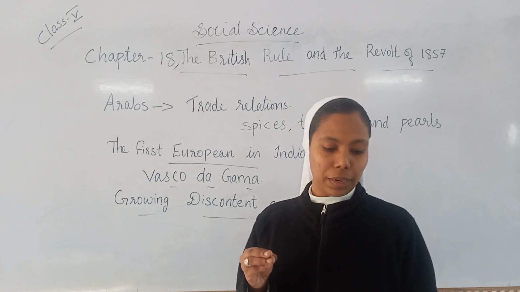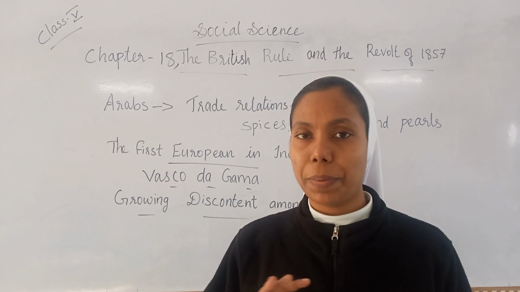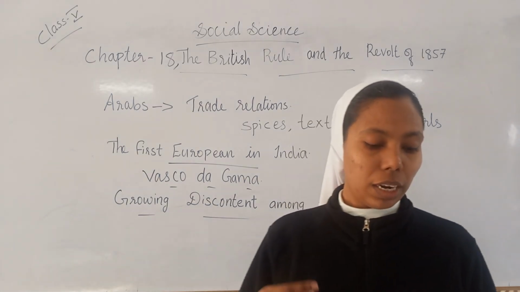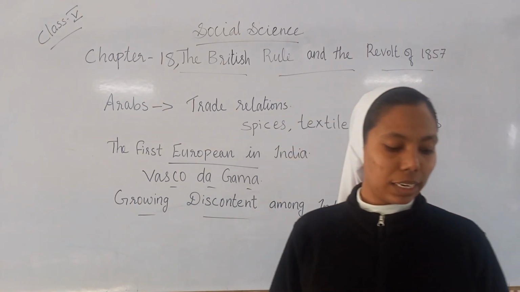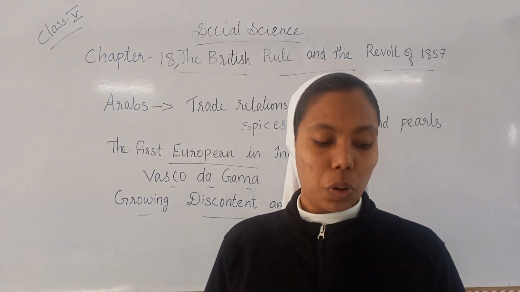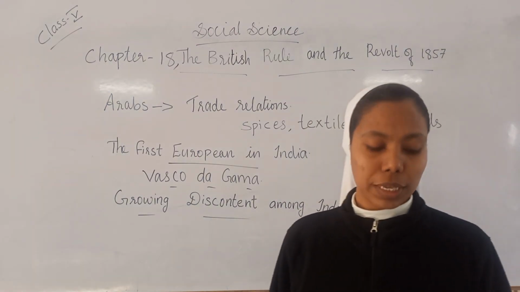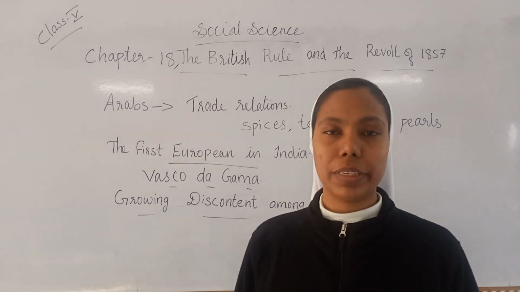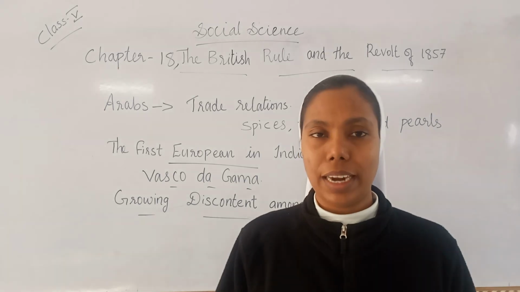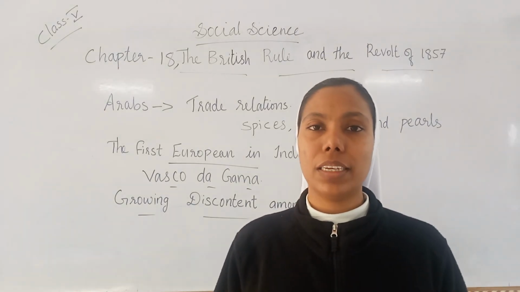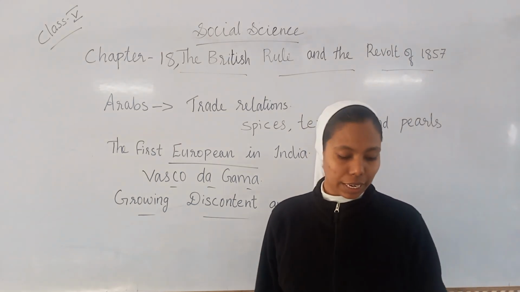The British defeated the Portuguese, the Dutch, and the French, and they started to have trading centers in Surat, Bombay, Madras and Calcutta. Though the British were earning a good amount of money from the trade, they were getting more money because of the trade.